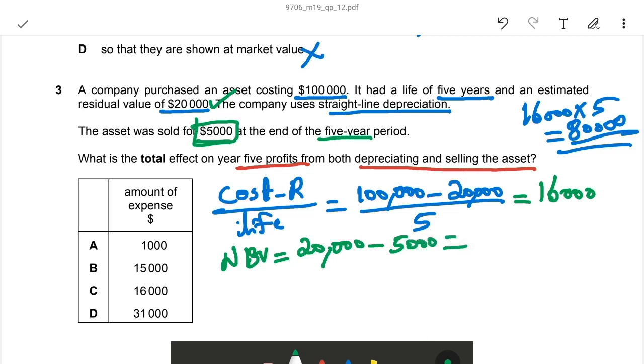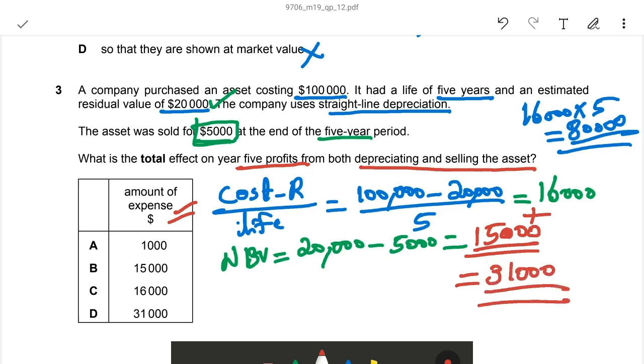So what is the loss? Here the loss is 15,000. It will go to the income statement. Then the depreciation of this year is 16,000. So what will be the total amount of expense? 16,000 plus 15,000, 31,000. So the correct answer is D.